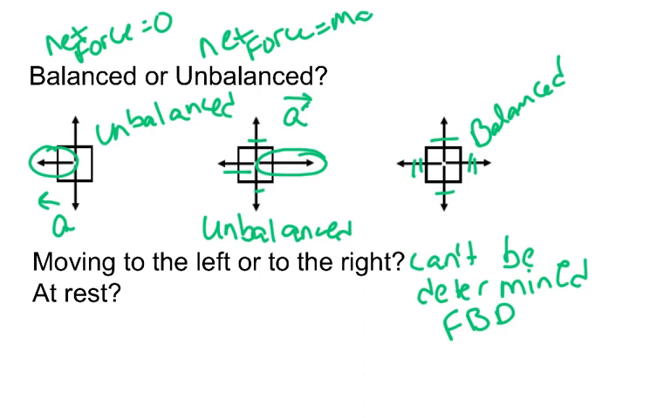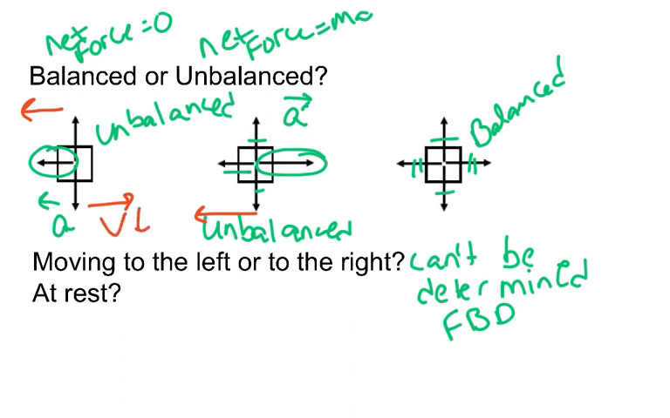We could have this object moving to the right but slowing down because it's accelerating, or to the left, accelerating to the right means it would be slowing down. This one could be moving to the left and speeding up, or it could be moving to the right and slowing down.